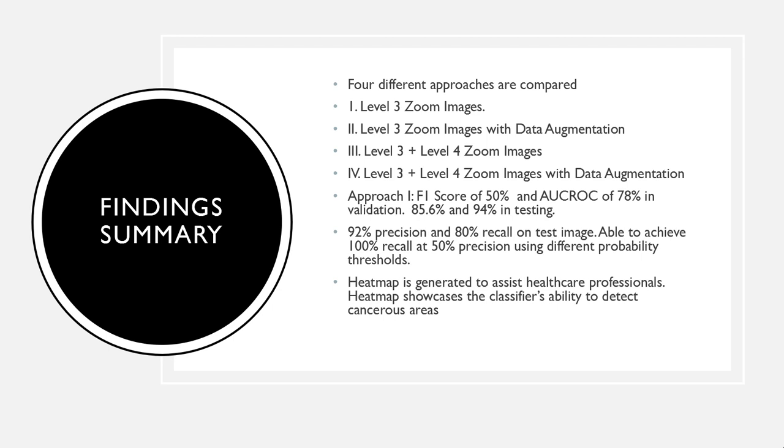The summary is that my model does pretty well. It is able to accomplish an 85% F1 score, 94% AUC ROC, 92% precision, and 80% recall on test images. I also tried out four different combinations of zoom levels and data augmentations, and surprisingly, the most simple classifier did the best, which is kind of a bummer because we want the cool ones to do really well, but it did not. So instead of trying to force using a more complex model, I went with the simple model that was doing the best. And at the end, you'll also see a heat map that is generated to help visualize the outputs from the model.